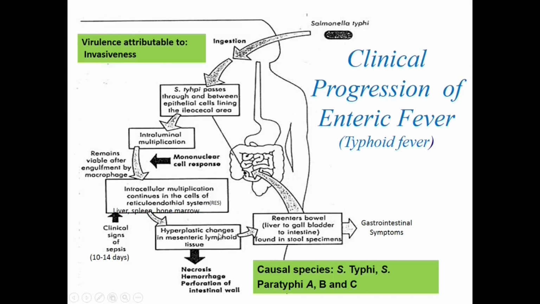After these changes, the bacteria will re-enter the bowel, and then go to the liver, to the gallbladder, to the intestine, and it will shed also in the stools. At this phase, it will even shed into the stool specimens, a stool sample, and the patient may present with GI symptoms like loose watery stools or diarrhea. So this is how it causes the infection.